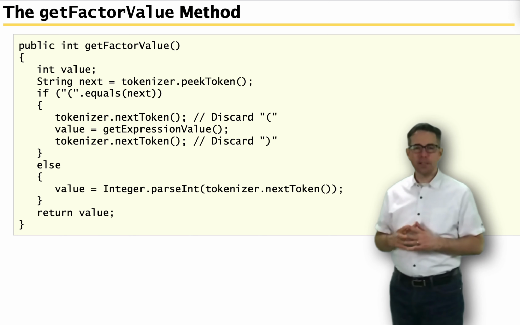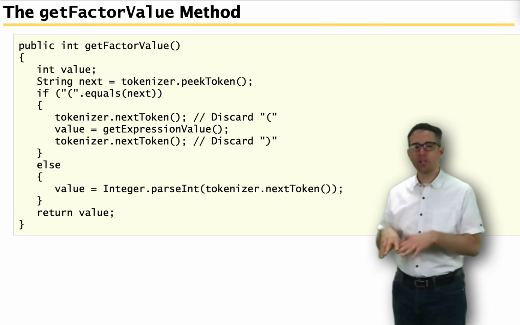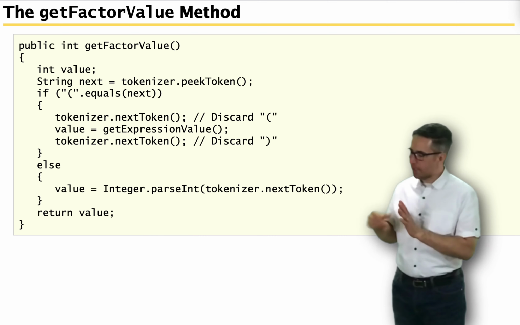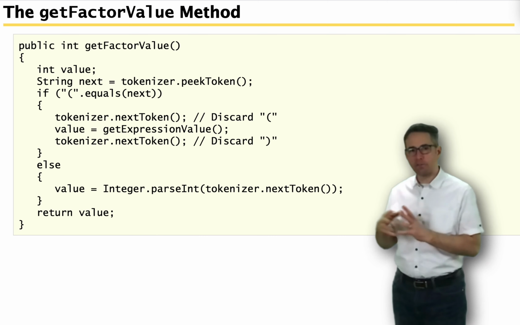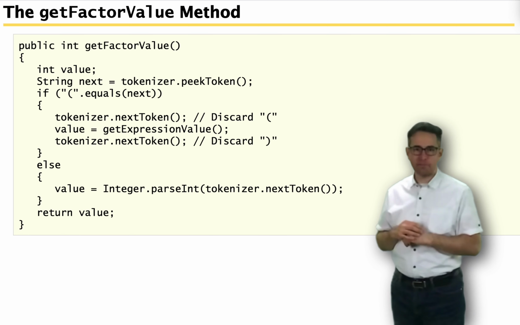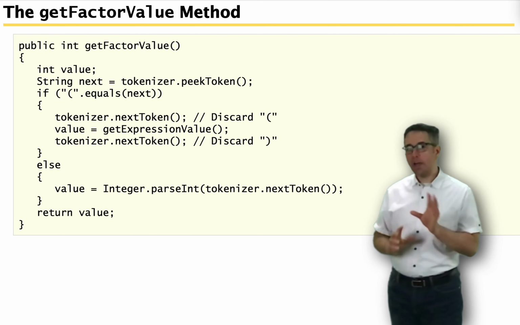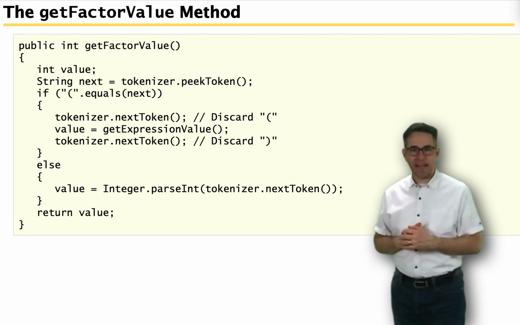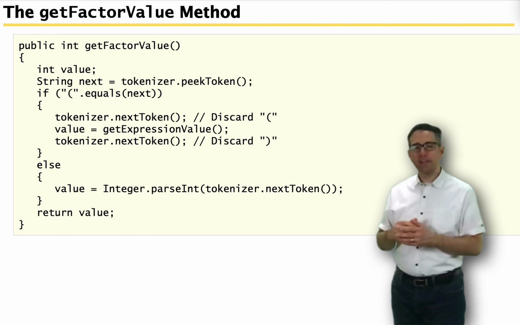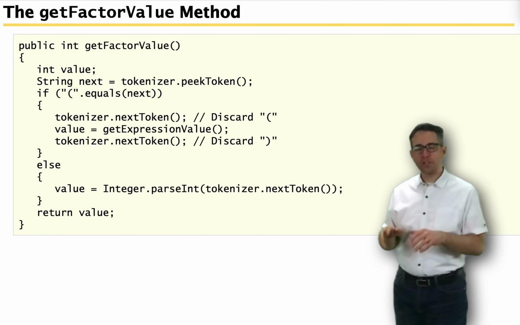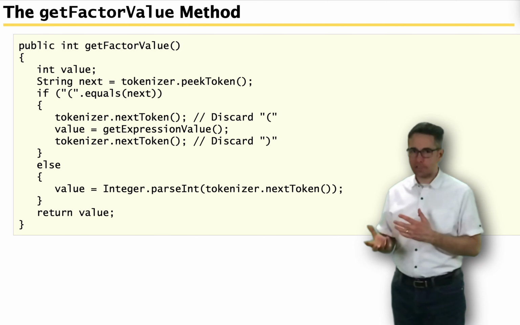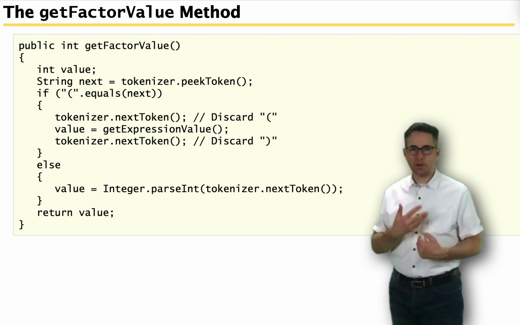And then we say value equals get expression value. We make a recursive call to consume as many characters as we need to in order to solve the expression parse. And then finally, we pull the close parenthesis off on the right side, returning whatever value we ended up with. Now, the other option is that we didn't have parentheses. In that case, we're going to pull off the next token off of our string. We're going to turn it into an integer, transforming a string into an integer, and just return that value right away.